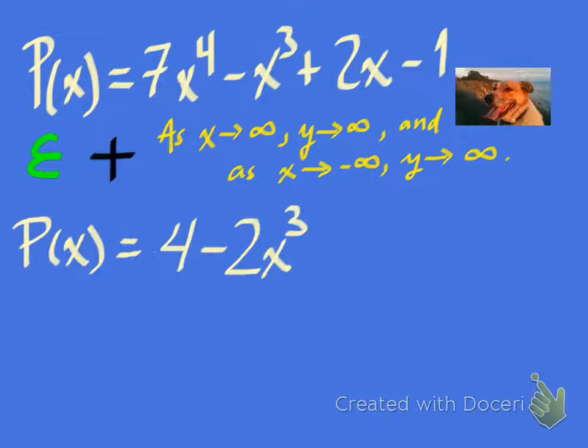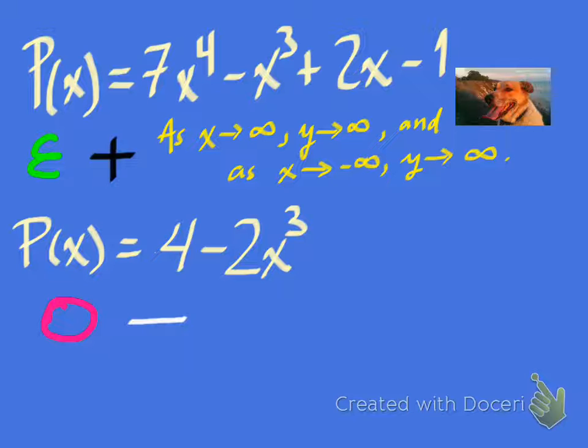Let's take a look at another polynomial, such as p of x equals 4 minus 2x cubed. All right, this is an odd degree polynomial, clearly. The only exponent is a 3. It's an odd number. But it is a negative polynomial because the leading coefficient is negative 2.